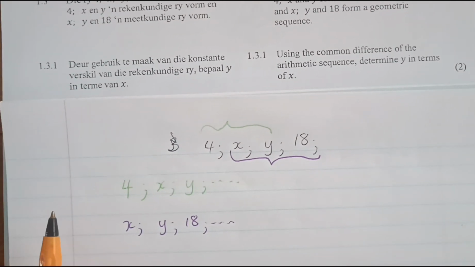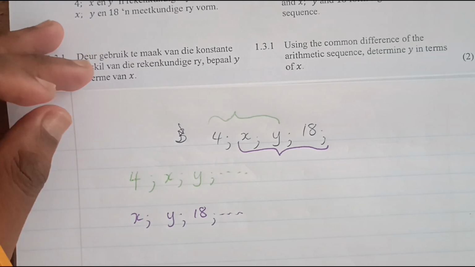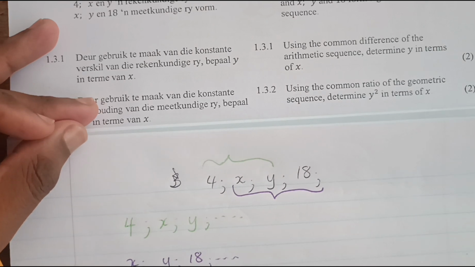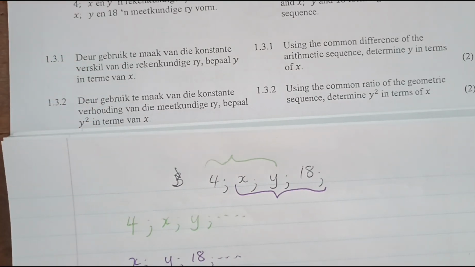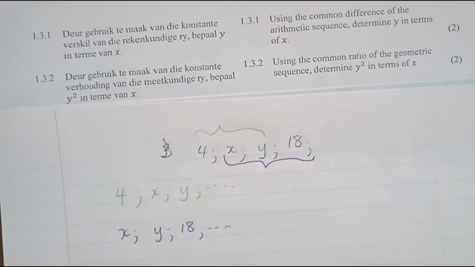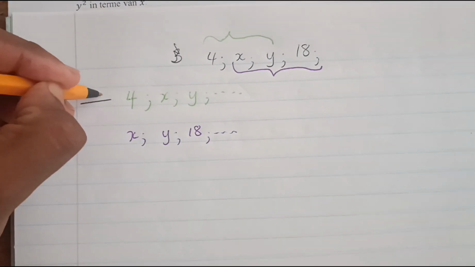Let's read the question quickly before moving on. Using the common difference of the arithmetic sequence, determine y in terms of x, and then 1.3.2, using the common ratio of the geometric sequence, determine y squared in terms of x. Easy enough. Okay. So firstly, they tell us this one's arithmetic, okay?